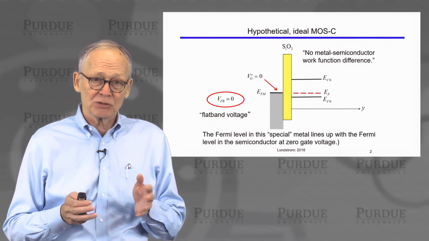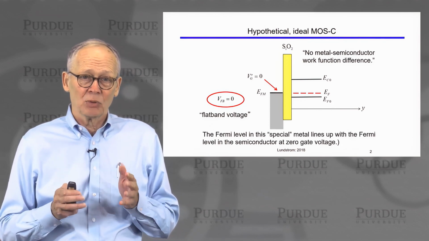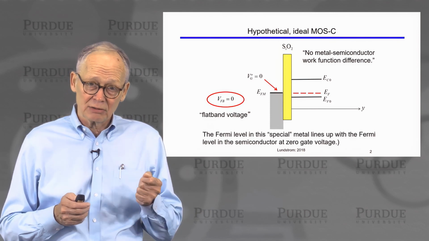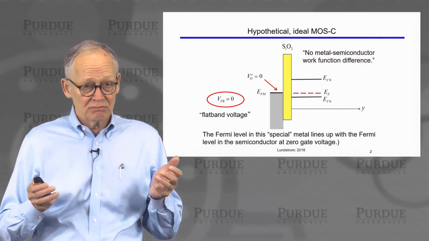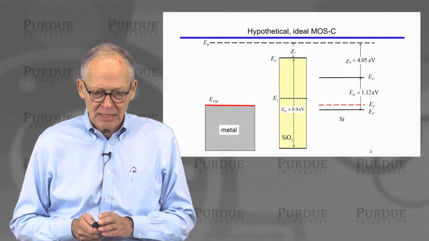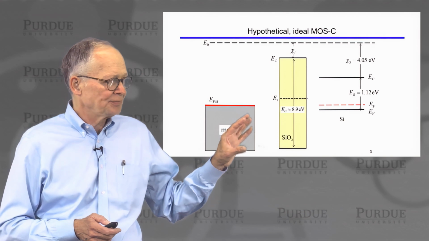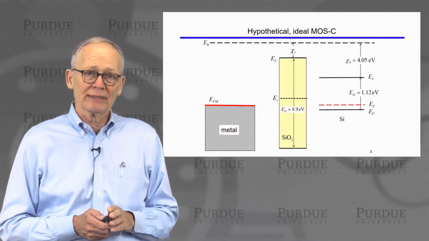So this is a very special case. We would say that in this special case, the flat band voltage is zero. When we apply zero voltage to the gate, there's no band bending. Everything is flat, no electric fields in the structure. Well, that doesn't really happen because if I take any metal, its Fermi level will be somewhere.